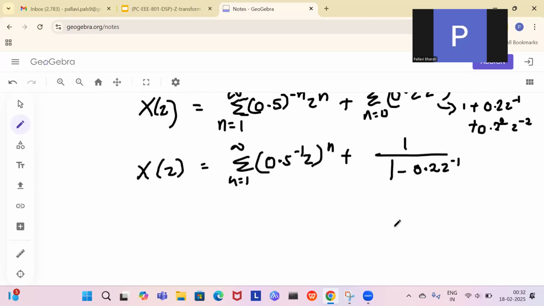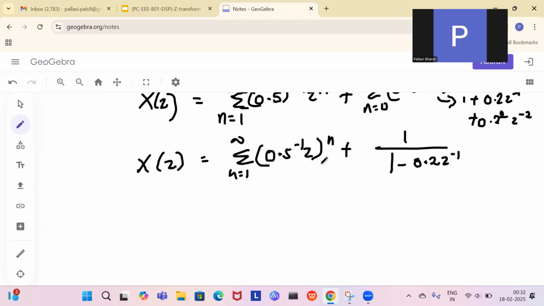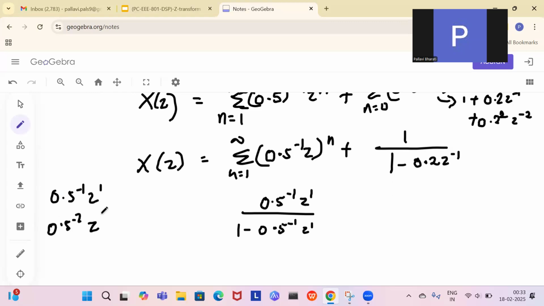In this case, the first term will be what? Since the value of n is starting from 1, my first term in this case is going to be 0.5 to the power minus 1 z to the power 1. And this is the same thing which is going to be my common ratio. Why? See, the first term is 0.5 inverse z to the power 1. The second term is 0.5 to the power minus 2, z to the power 2. If you divide it, you will get z to the power 1, and you will get 0.5 to the power minus 1.